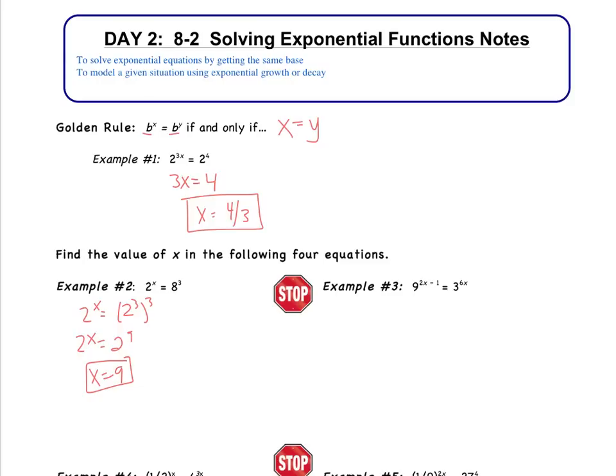Okay, so example number 3, I would like you to try. I'm going to tell you that you cannot re-express 3, so that 3 on the right side stays. You need to figure out some way to re-express that 9 on the left side in terms of 3. So pause the video right now and try this one on your own, please.